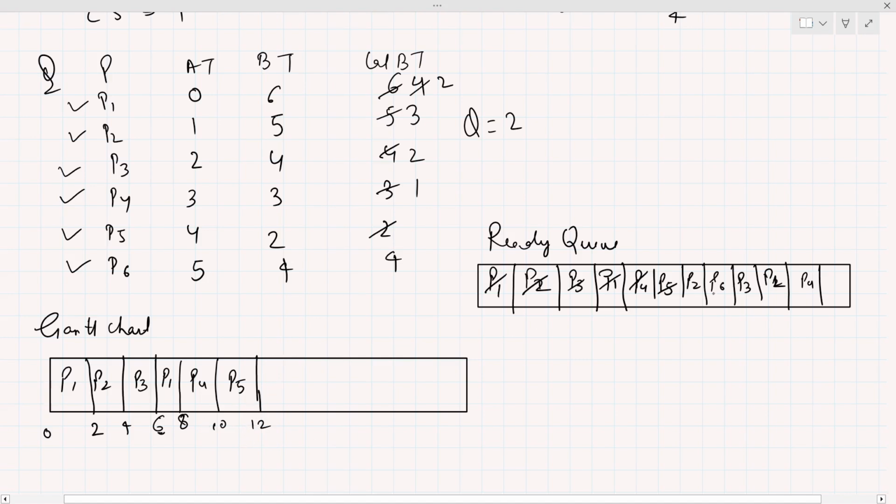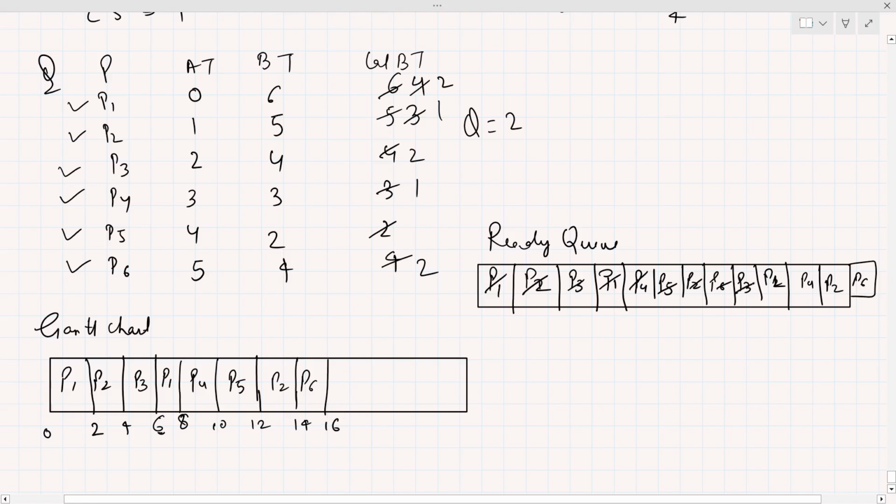After the completion of P5, there is no P5, so we are not going to add this process. P2 will get the CPU, and the completion time becomes 14. P2's burst time left is 1, so we have to add P2 to the ready queue. After P2, P6 gets the CPU, and its burst time left is 2, so it will be added to the ready queue as well. The completion time becomes 16 for P6.